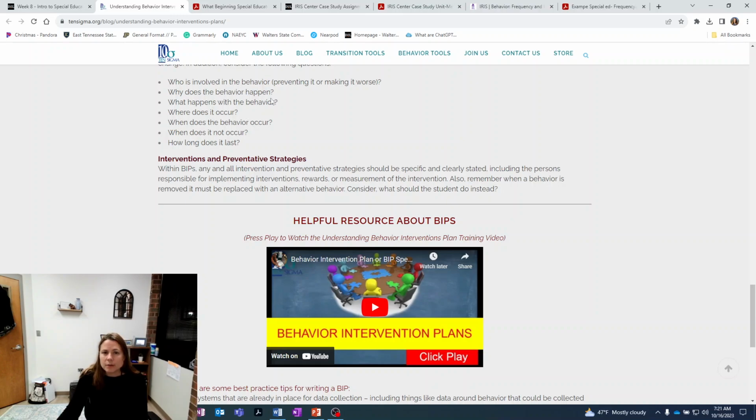How does the behavior appear? When does it happen? Why is it happening? That's questioning the trigger. That's why the ABC analysis is a really good place to start, right? What happens with the behavior? Where does it occur? This is what we talked about earlier. What place is this happening? When does the behavior occur?